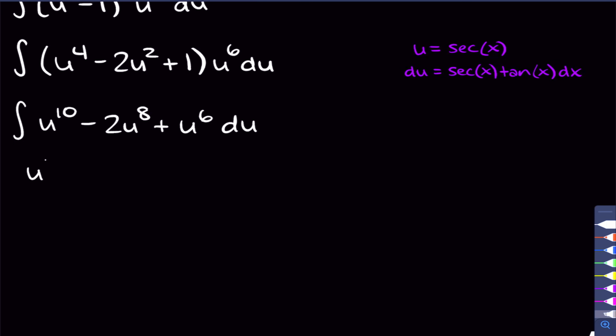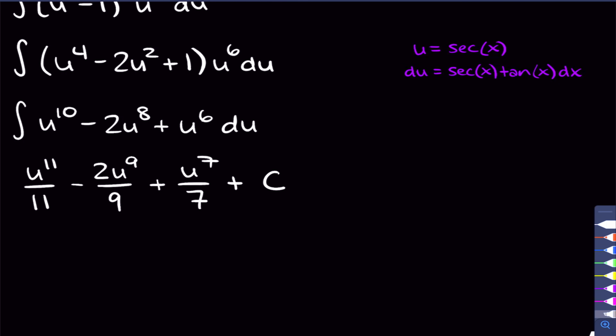Integrating this, we get the integral of u to the 10th, which is u to the 11th over 11. Then we have minus 2 times the integral of u to the 8th, which is u to the 9th over 9. And then we have the integral of u to the 6th, which is u to the 7th over 7. Then we have plus c.